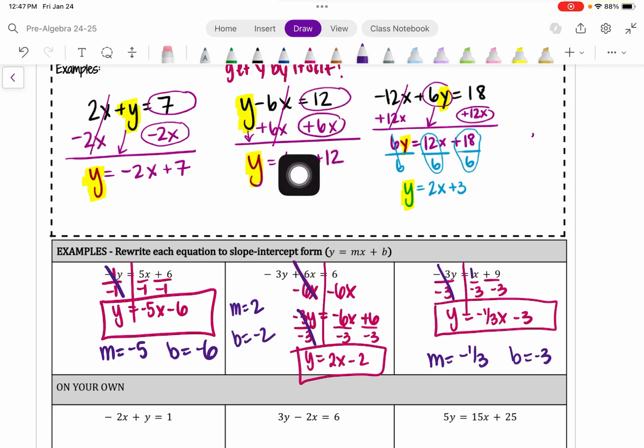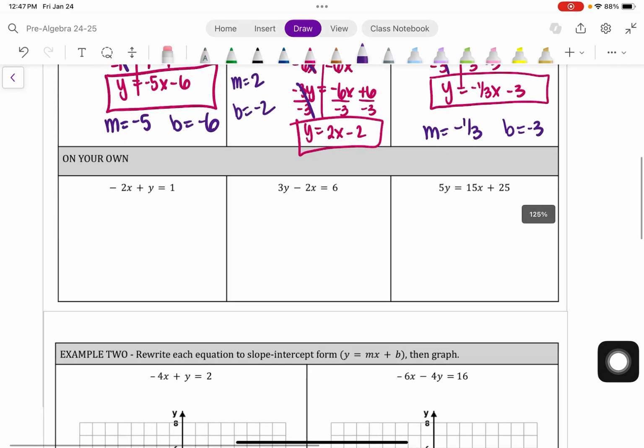They're not alike, so we just rewrite them. After you move the x term to the correct spot, then you have to look at what's connected to y. Whatever's connected to y is connected through multiplication, so you have to divide.